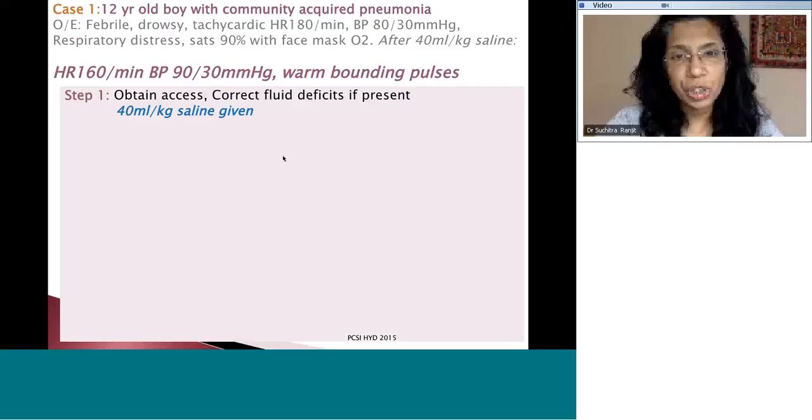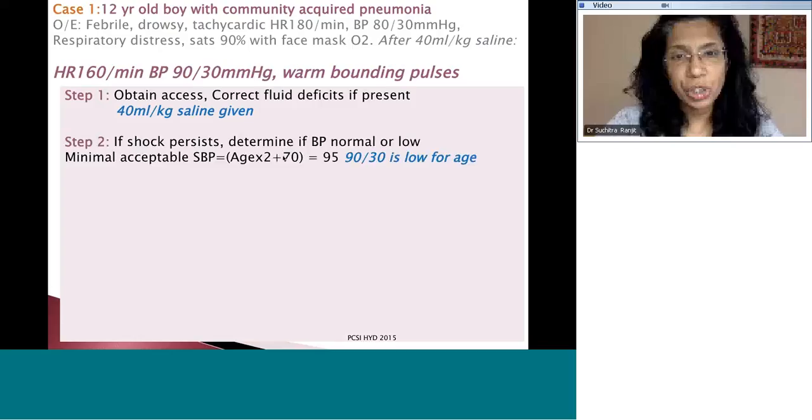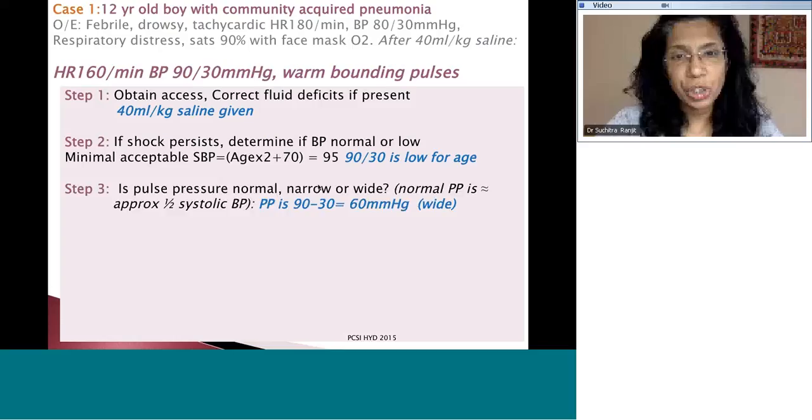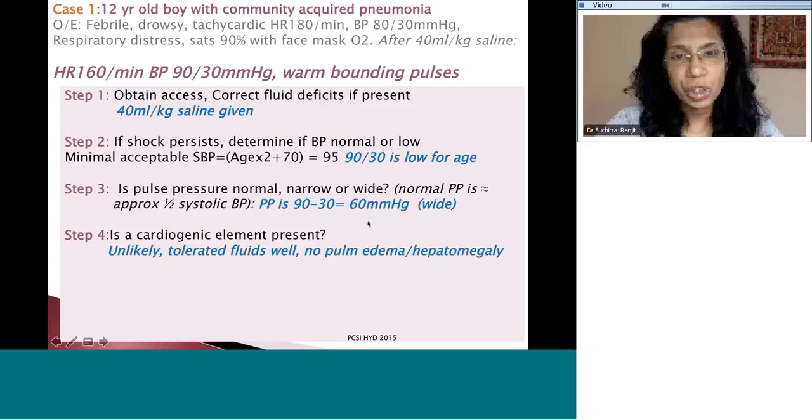So these were the steps. We obtained IV access and gave 40 ml per kg fluid. After fluids, the blood pressure is still low for age, and this is a wide pulse pressure shock. 90 minus 30 is a wide pulse pressure. So we need to determine whether a cardiogenic element is present. This patient has tolerated fluids very well. So until we know for sure, we can try using just noradrenaline for this patient.